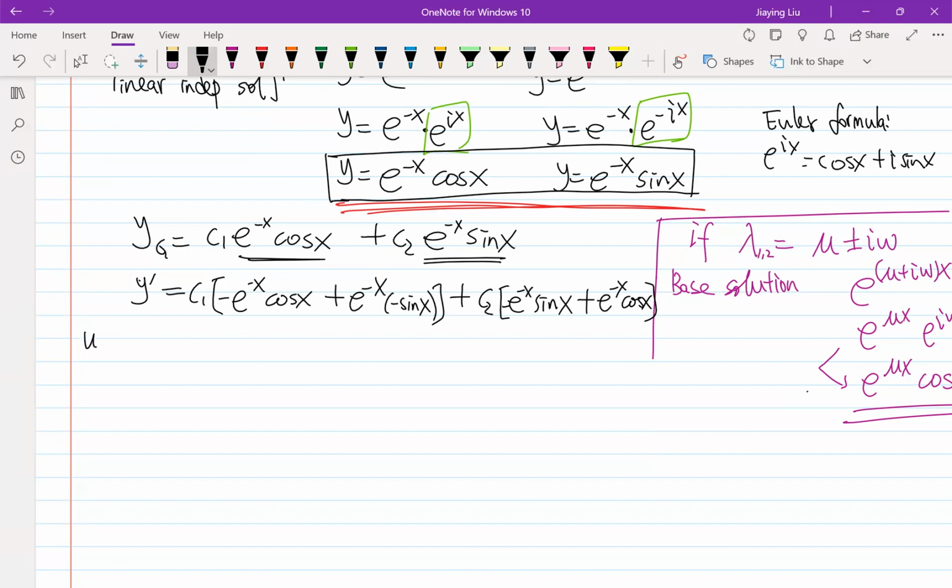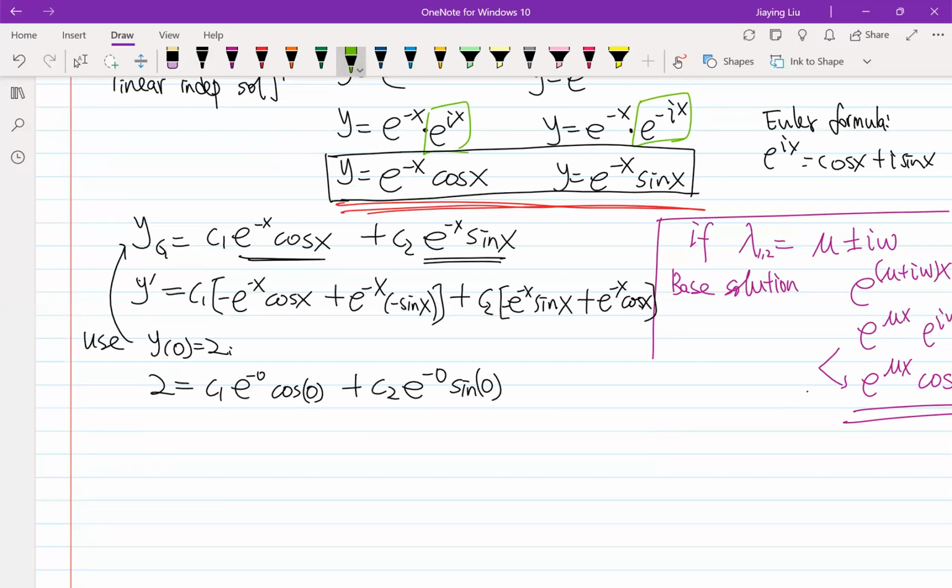Now we're going to use the initial condition. The first one is y of 0 equals 2. Take this x equals 0, y equals 2, put into the general solution. So we get 2 equals C1 e to the negative 0 cosine 0 plus C2 e to the negative 0 sine 0.